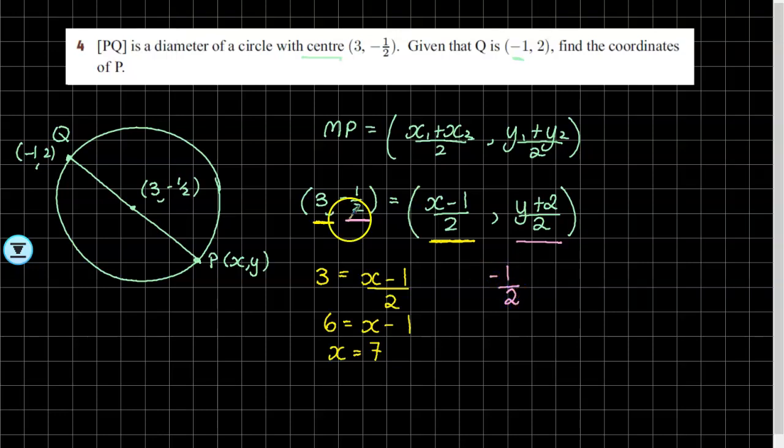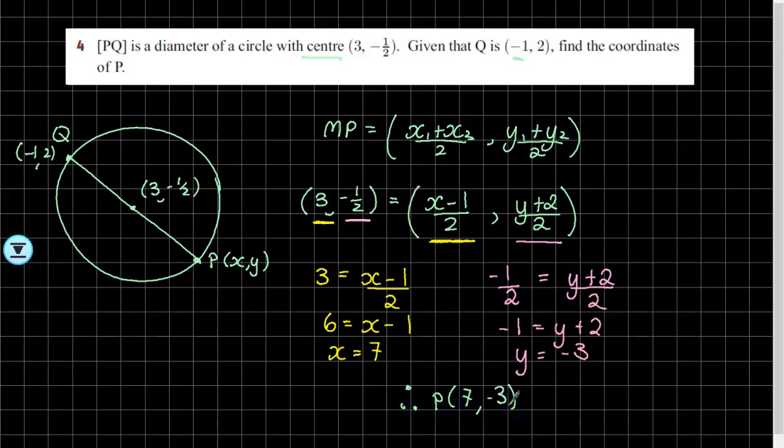So minus a half has to equal y plus 2, over 2. And now we're going to solve that. Now you could cross multiply or times, but with the same denominators, wouldn't it have to be the case that minus 1 has to equal y plus 2? And therefore, y must be minus 3. So finish off and say that therefore P is 7, minus 3.